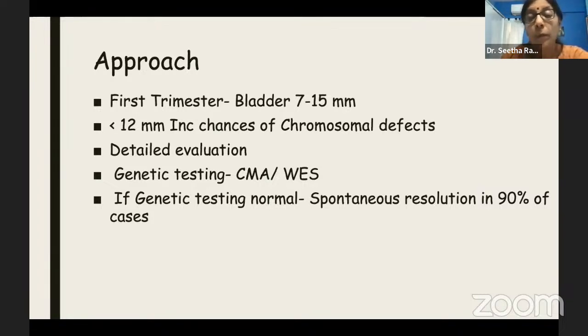there are associated anomalies. You could offer whole exome sequencing, but it is important to note that if the genetic testing is normal, when the bladder diameter is still within 12 millimeters, there is a chance of spontaneous resolution in 90% of cases. So this is something that you need to tell them. And of course, we cannot say that unless it is genetically normal. So that is very important. You cannot just say without doing the testing that it would resolve. But if that is normal, then it would resolve in almost 85 to 90% of cases.